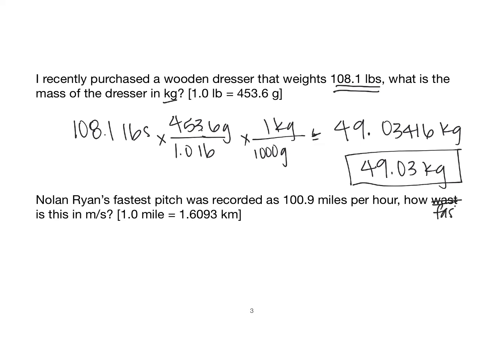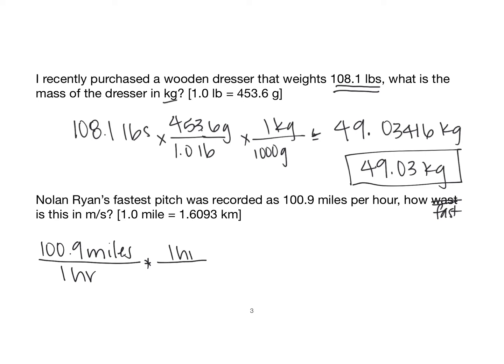How fast is this in meters per second? So we're going to write this out as 100.9 miles per hour. Now we need to convert these independently. You could choose to use the miles first or the hours. So I'm going to choose to use the time first.